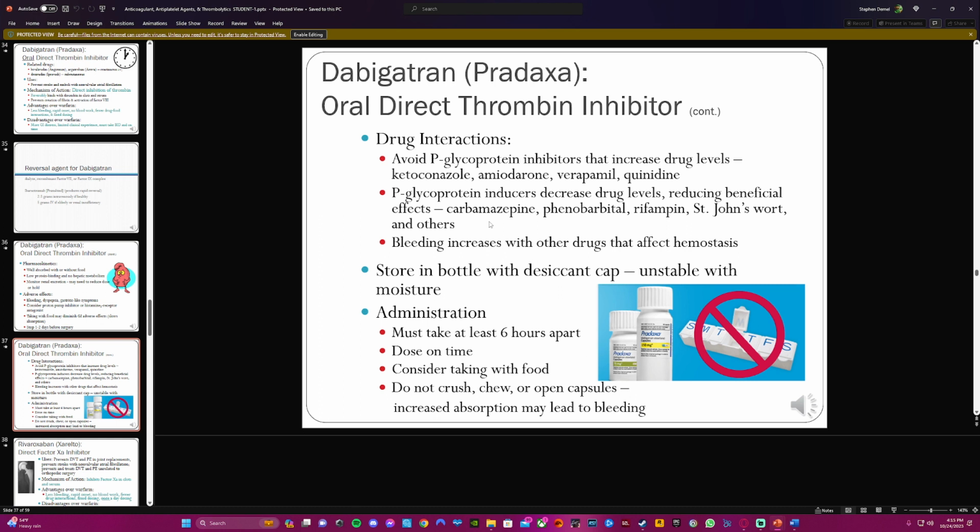You want to store in a bottle with desiccant cap, unstable with moisture. Administration should be at least 6 hours apart. Dose on time. Consider taking with food. Do not crush, chew, or open capsules. This causes an increase of absorption and may lead to bleeding.